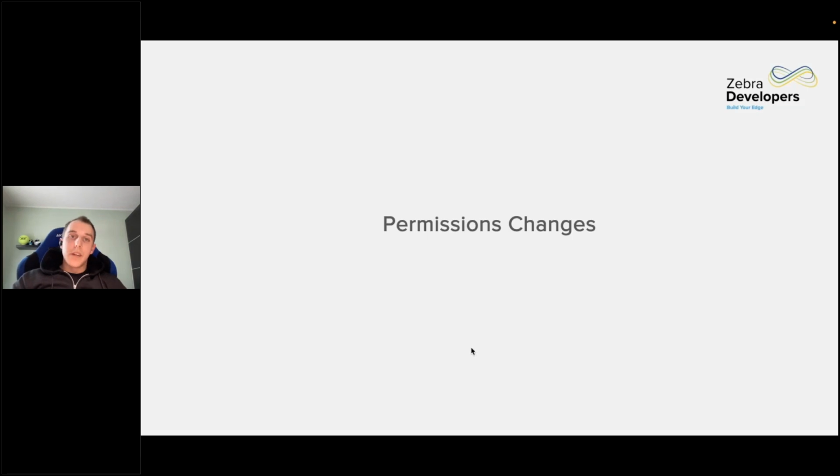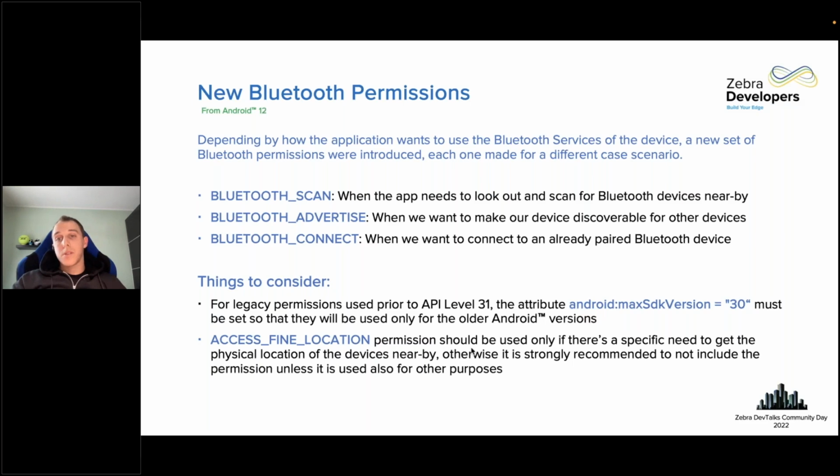Now, going forward and jumping to the permissions changes, we had a couple of interesting changes, both in Android 12 and 13. Starting with Android 12, we had the introduction of a new set of Bluetooth permissions. Essentially, for each Bluetooth use case we now have a specific permission, and we have 3 of them. The first one, Bluetooth scan, is used whenever we want to look out and scan for Bluetooth devices nearby.